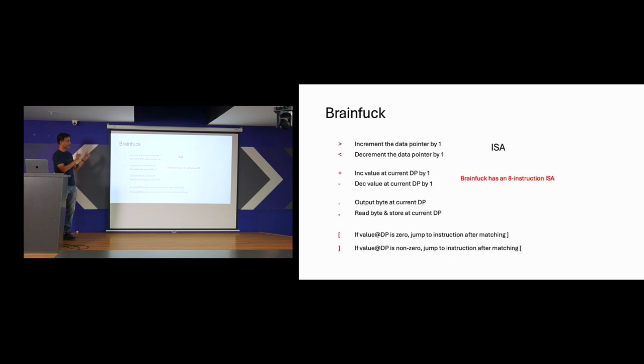Brainfuck has an 8 instruction ISA. This is one of the smallest ISAs that you can actually find. So 1, 2, 3, 4, 5, 6, 7, 8. There are 8 possible instructions, right? This is all there is to this particular VM.